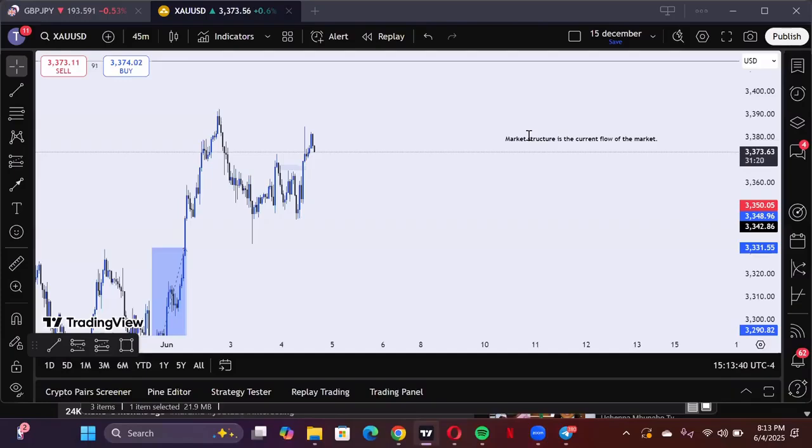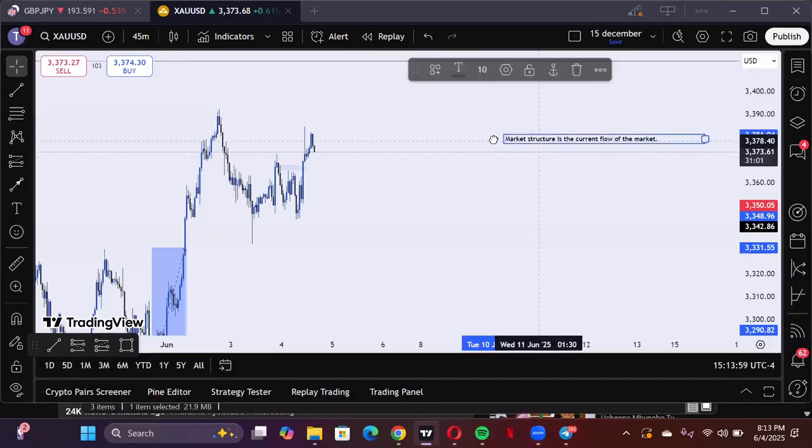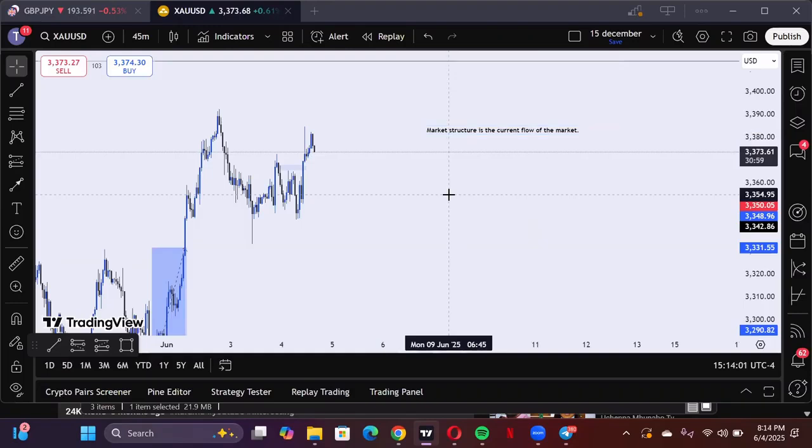Now, there are three ways that the market makes its movement, under two categories. First, we have the trending market, and secondly, we have the ranging market. So the three ways are the uptrend, the downtrend, and the ranging market. Either the market is trending to the upside or trending to the downside.